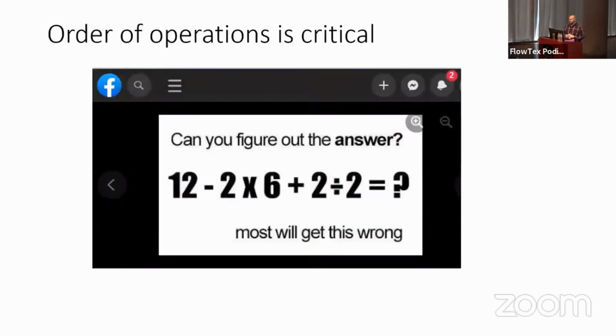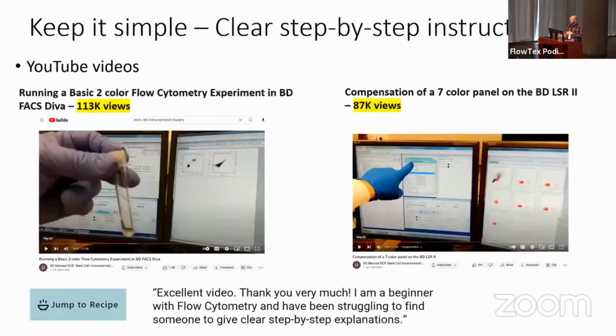The other thing I always find really important when I'm training people on anything and setting up experiments is order of operations. A lot of you have seen this on your Facebook feed where most of the people legitimately can't do an order of operations problem, right? It's the same thing with setting up experiments, doing the settings in Diva.